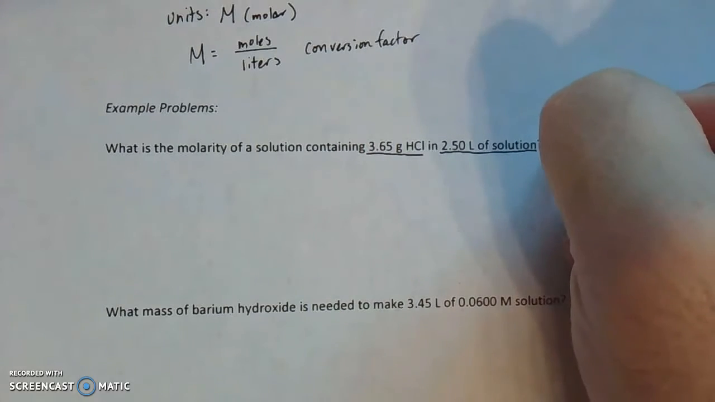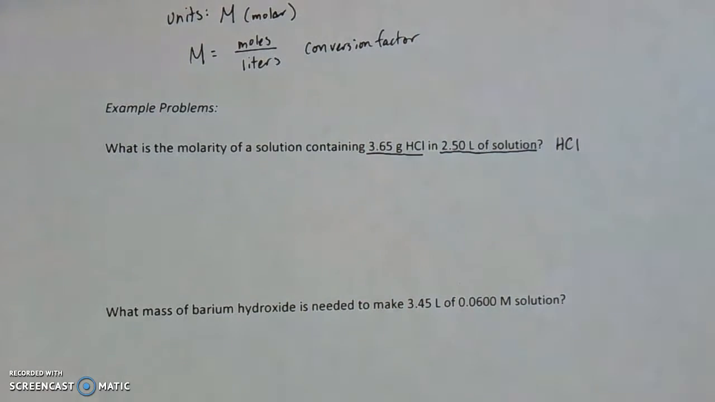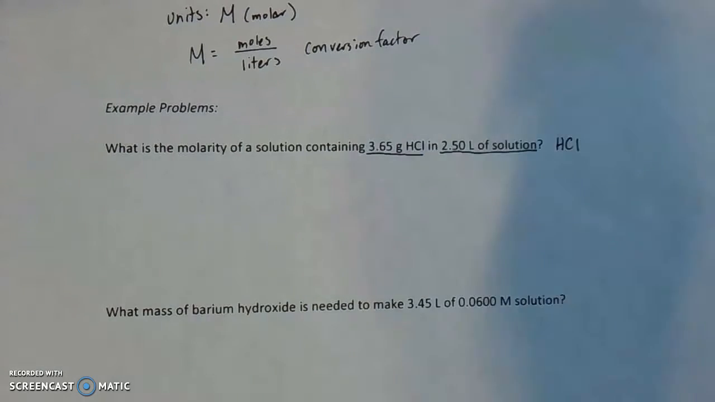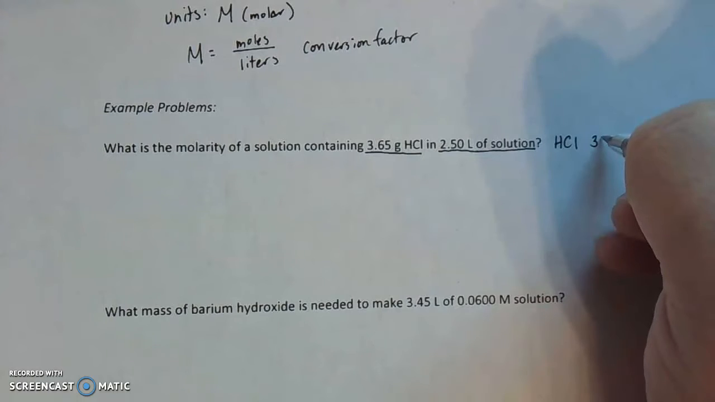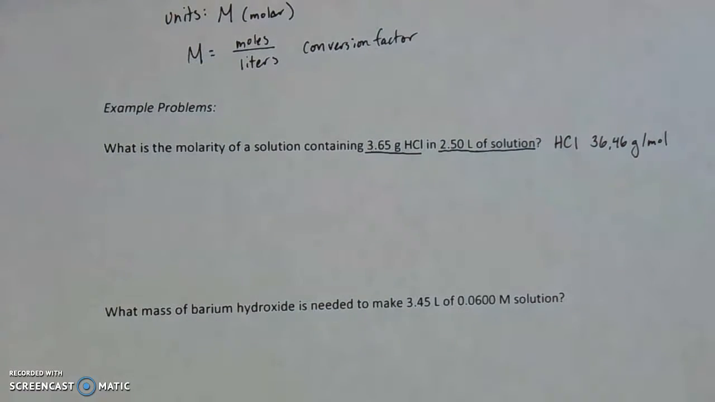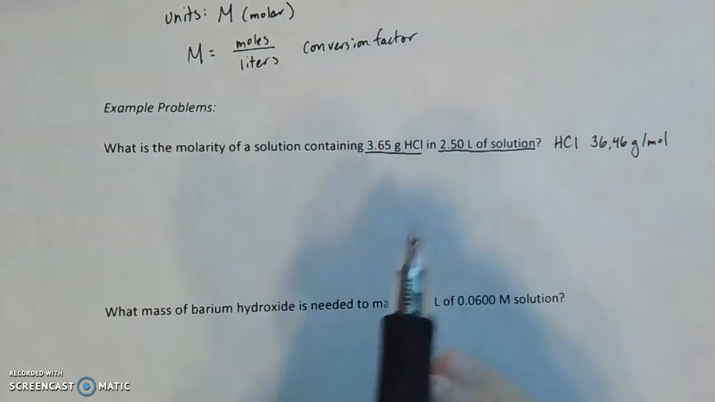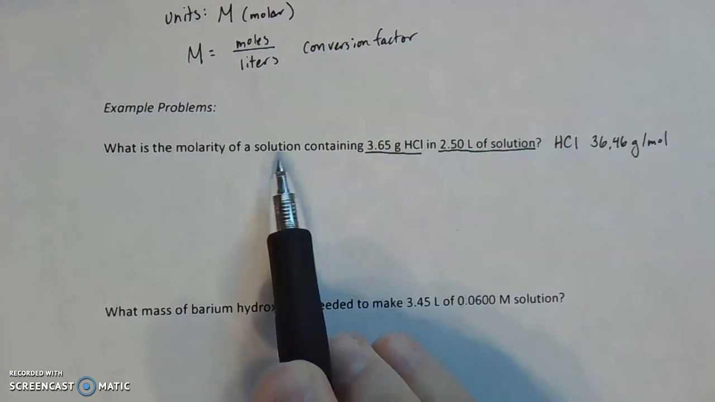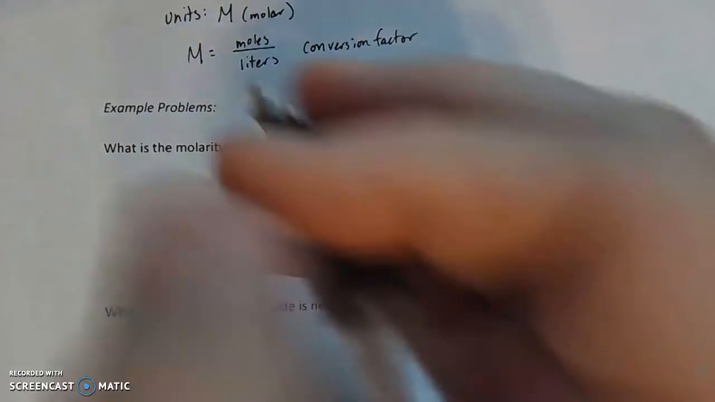So if we look up HCl's values, we have 1.01 for hydrogen and 35.45 for chlorine. So it is 36.46 grams per mole. So that is the formula mass. So remember, formula mass is how many grams there are per mole. So we're going to always start with our grams in this type of problem when we're calculating molarity.